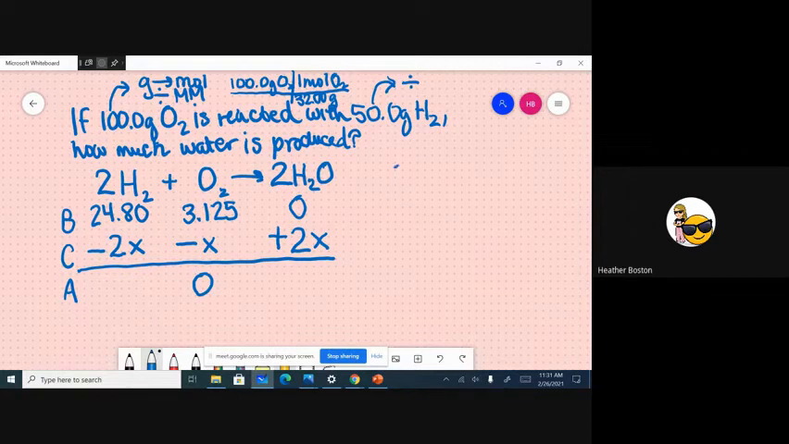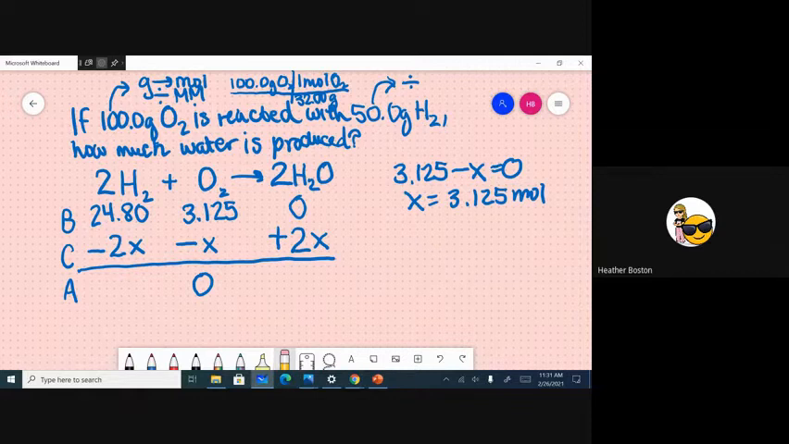So my equation becomes 3.125 minus X equals 0. So the value of X is 3.125, and that's moles. So now I can replace X with the actual value of X, which is 3.125. And that gives me the answers to all the questions I might have.